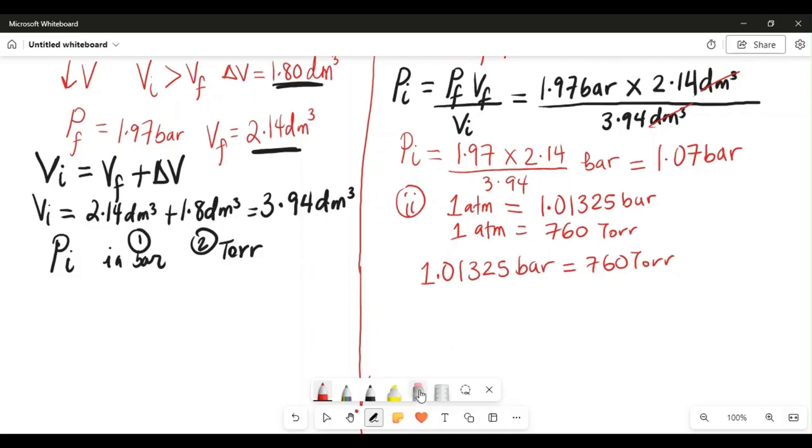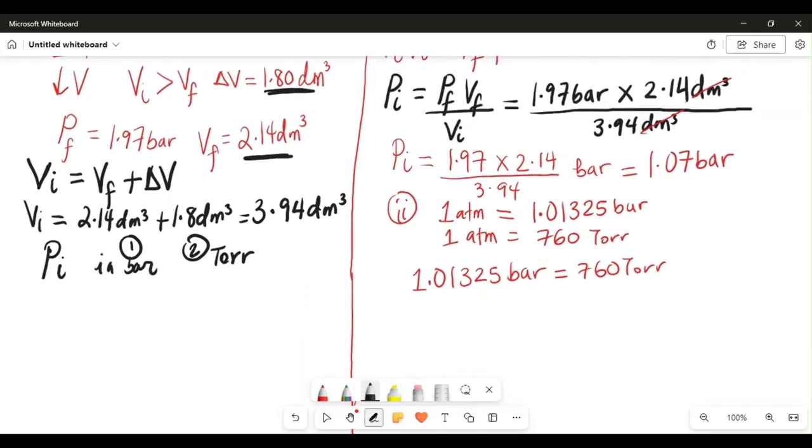So now I'm going to teach you, we're going to solve this unit conversion without using dimensional analysis. We're going to use proportionality. Which means that 1.01325 bar equals 760 torr, but we are asked to solve for 1.07 bar. So that means 1.07 bar would give you what?